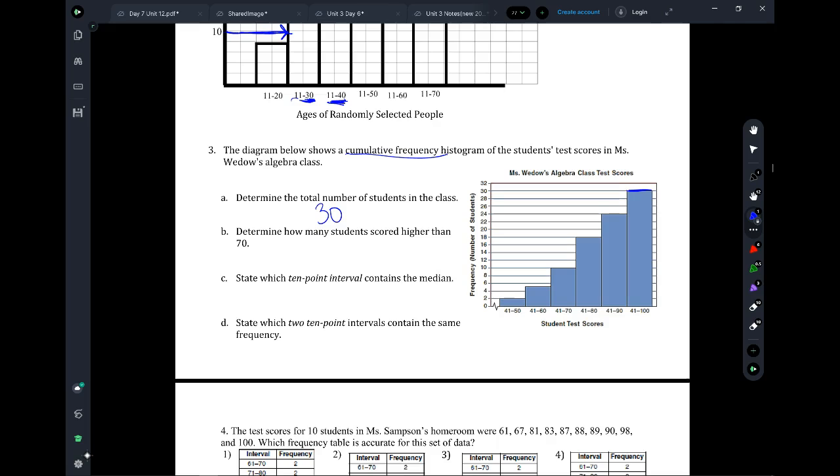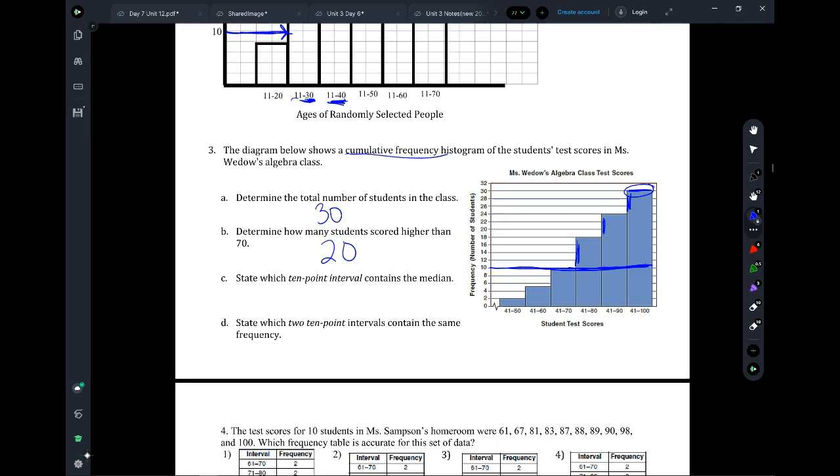How many students scored higher than a 70? Okay, so higher than a 70 would be these people, and these people all added up, because here is our bar that stops at 70. That bar stops at 10. If that bar stops at 10 and there are 30 people total in the class, then that must mean 20 people scored higher than a 70.